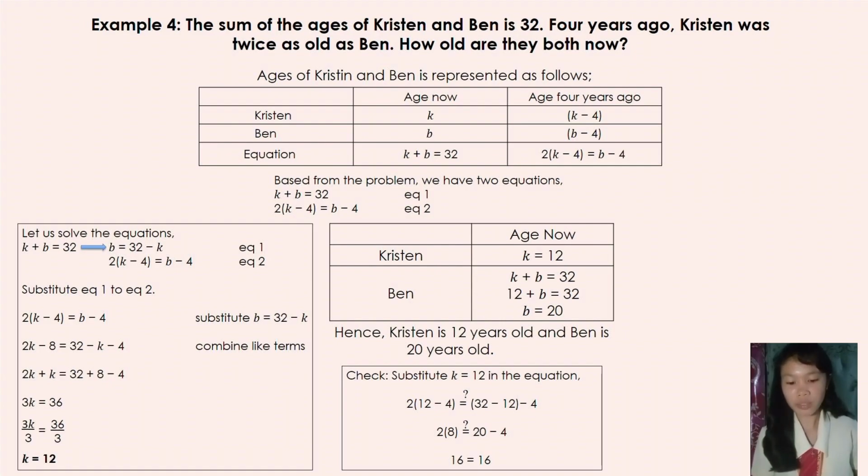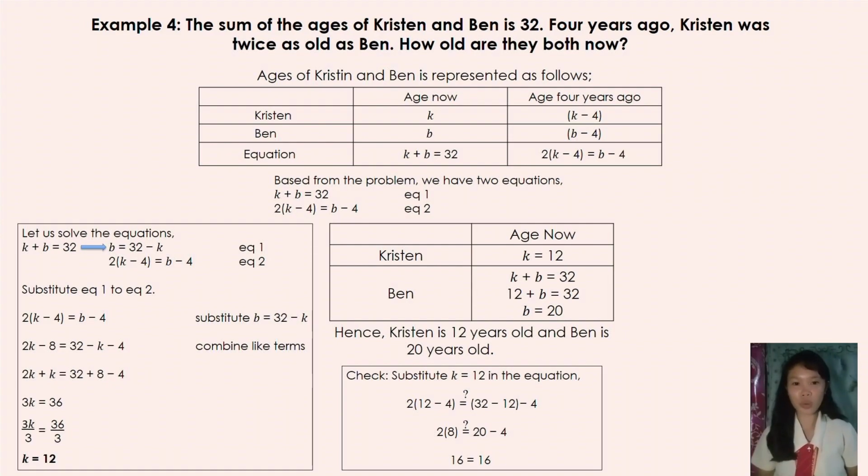So 12 plus B is equal to 32. So B is equal to 20. Therefore, Ben's age now is 20 years old. To check if our answer is correct, we will substitute K equals 12 in the equation. So 12 times quantity 12 minus 4 is equal to 32 minus 12 quantity minus 4. So 2 times 8 is equal to 20 minus 4 is equal to 16. So our answer is correct.